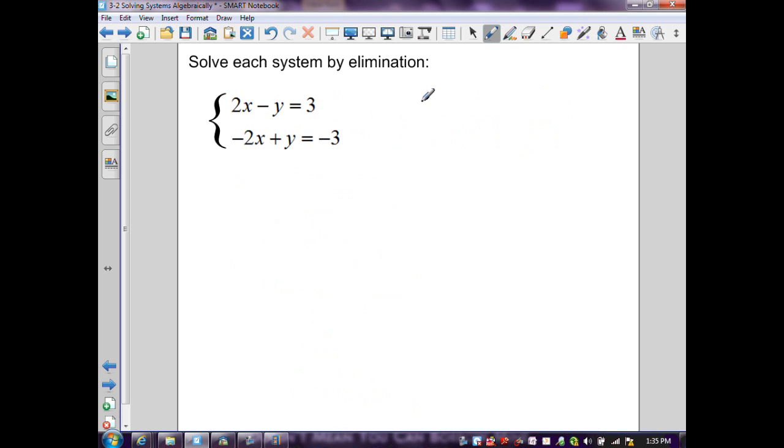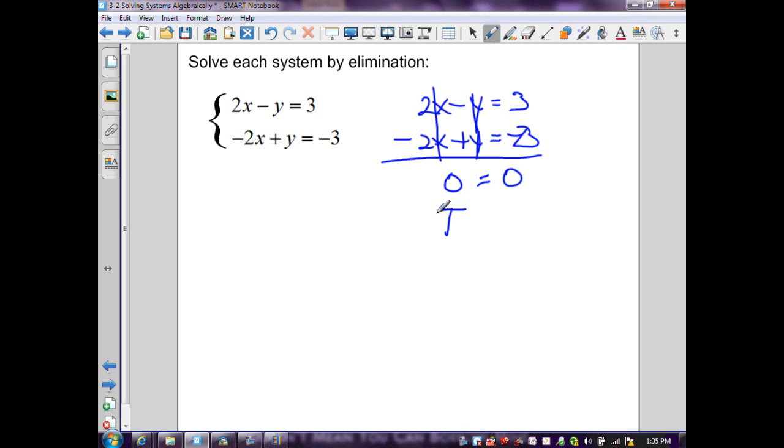Next, I have 2x minus y equals 3 and a negative 2x plus y equals a negative 3. Notice here, I have opposites for my variable already, so I'm just going to add. My x's eliminate, my y's eliminate, I get 0, and on the right side, I get 0. Therefore, my statement is true. That tells me that the solutions to this equation is the line itself, because if I graphed each of these equations, they would turn out to be the same line. Therefore, the solution is the line itself.